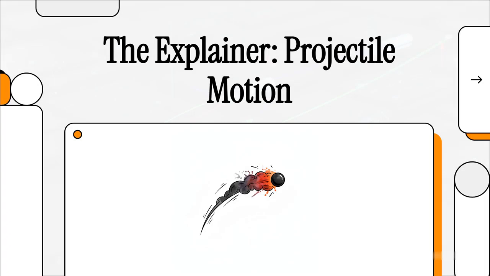Welcome to The Explainer. Today we're jumping right into projectile motion. It's the physics that describes everything from a thrown baseball to a satellite orbiting the planet. We're going to uncover these surprisingly simple rules that are hiding behind these really complex-looking paths.